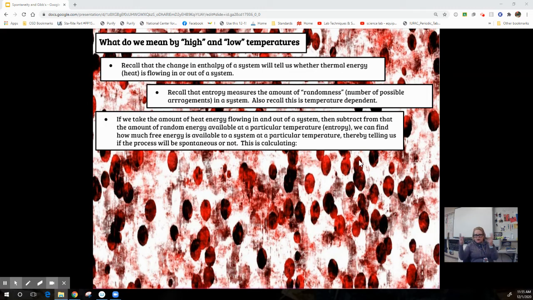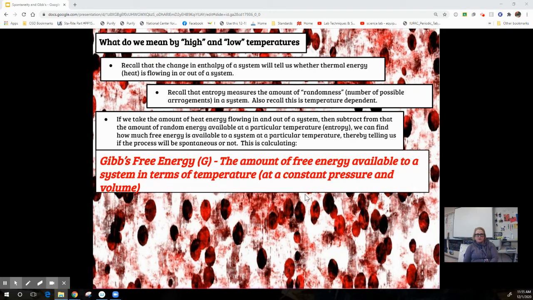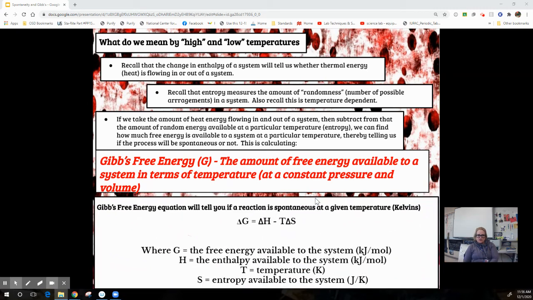So let's put this all into a formula. And the formula is going to be the Gibbs free energy formula, which is denoted with the capital G. It's the amount of free energy available to a system in terms of temperature if pressure and volume remain constant. Here's what that equation looks like. I would definitely pause the video at this point and write this down.